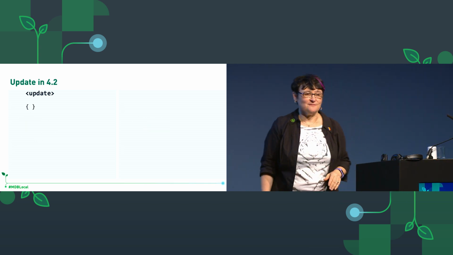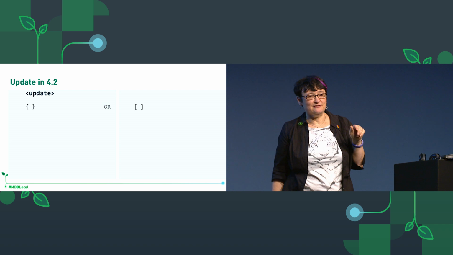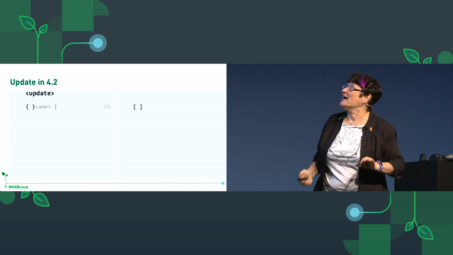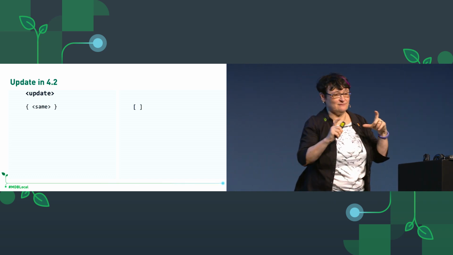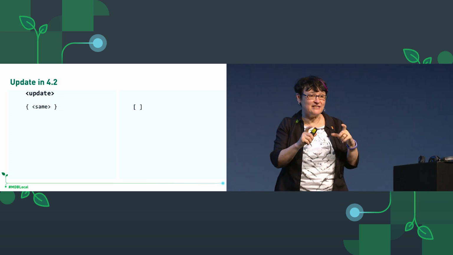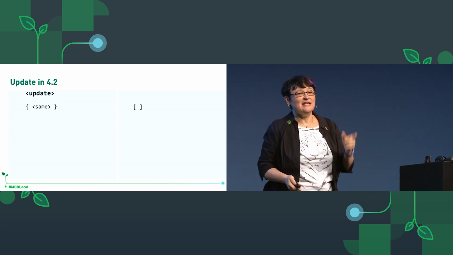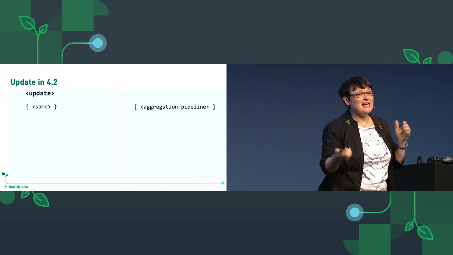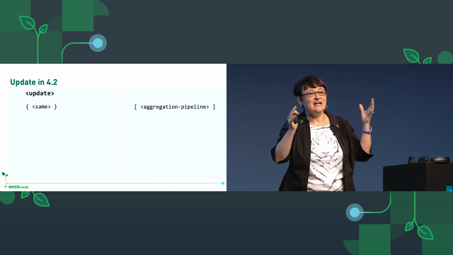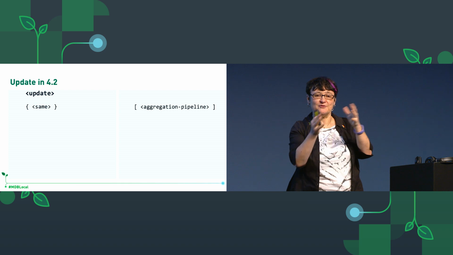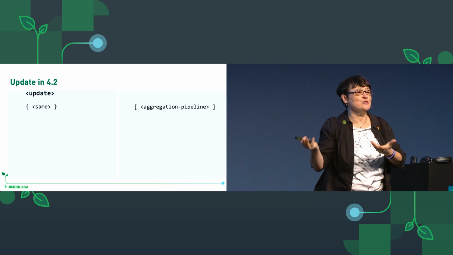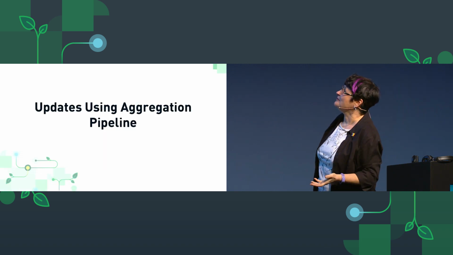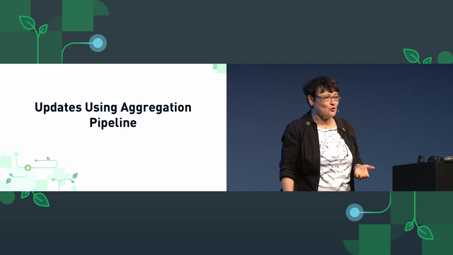Not changing at all. If you specify a document for an update, it'll be interpreted the same as the old one. However, if you specify an array, which previously would not have been legal input in that field, in 4.2, that means you are specifying a pipeline that will define how the document will be transformed from its current shape into the new shape. Make sense? Sounds pretty powerful, right? Because aggregation pipeline is so powerful.